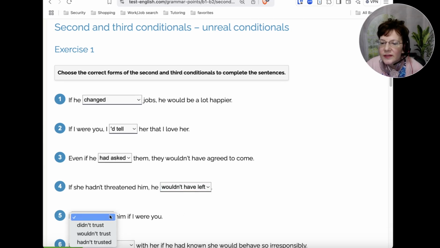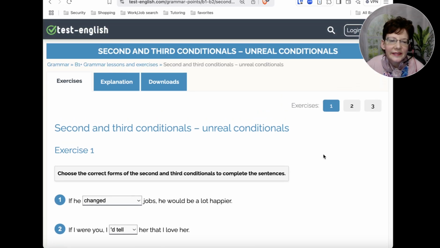Okay, try number five. "I ___ him if I were you." Didn't trust, wouldn't trust, or hadn't trusted. Okay, that's advice, but second conditional. So if you chose the middle one, wouldn't trust, that would be correct for that one.